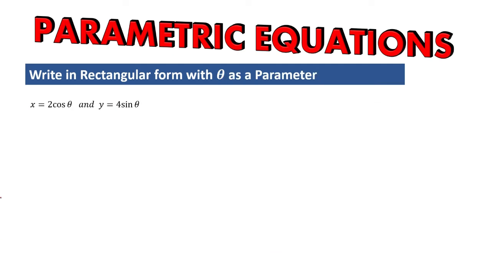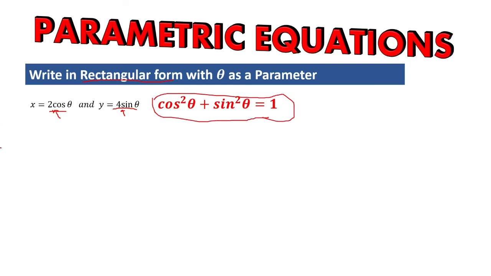Another example. In this example, you see I have trigonometric functions. I need to express the parametrization in rectangular form. When you have trigonometric functions, in this case you need to remember this identity. You have to use this identity all the time. Remember, don't forget it, you have to use it.